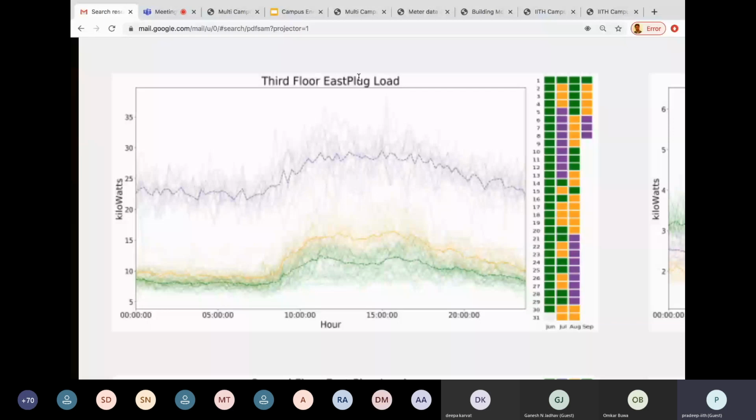The typical load is between around 10 to 15. So you can see the green color line and this orange color line. The load is between 10 kilowatt to 15 kilowatt throughout the 24 hours. But suddenly the load jumps to 20 kilowatt to 25 kilowatt for certain days.